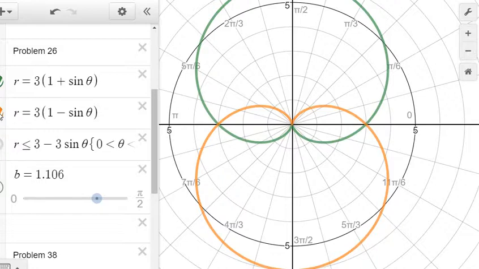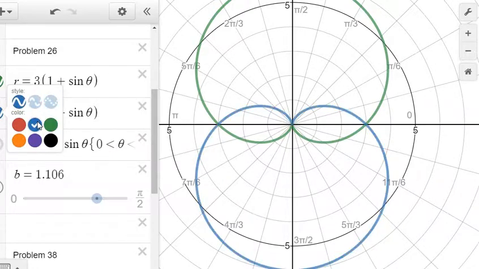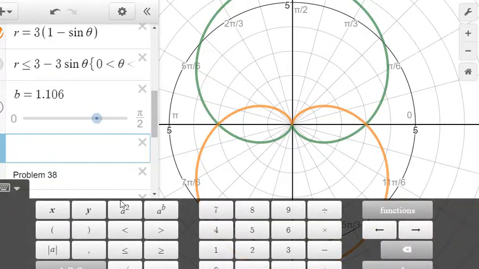Do you want them the same color? Would that help out? No? Okay. Let's make blue. Is that better? No? You like orange? Okay, we like orange. All right, there we go. Keep everyone happy.